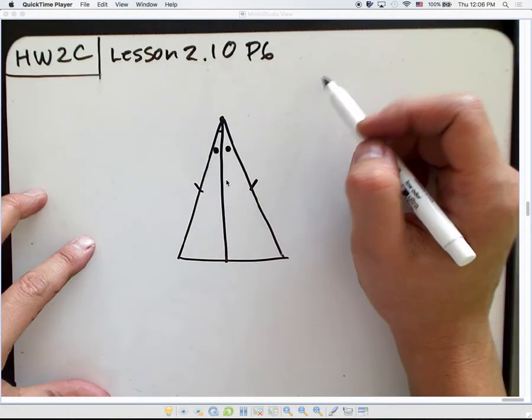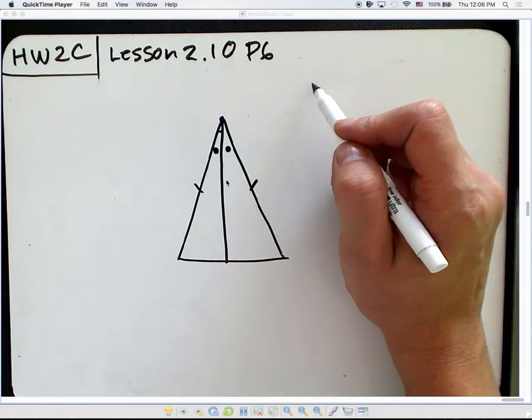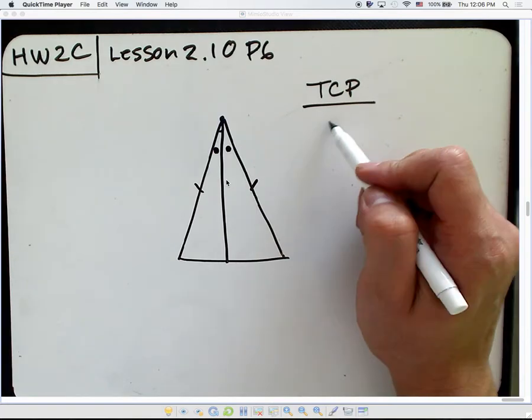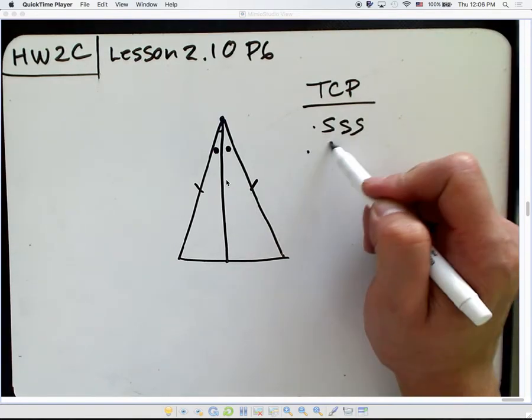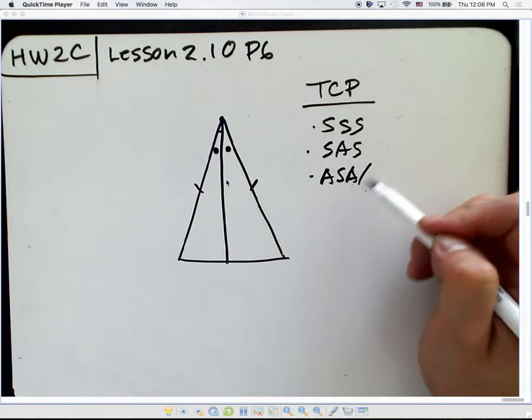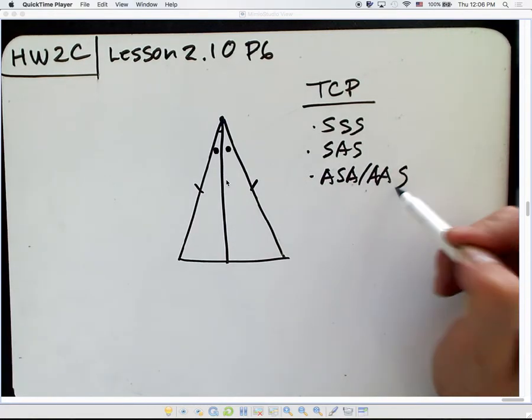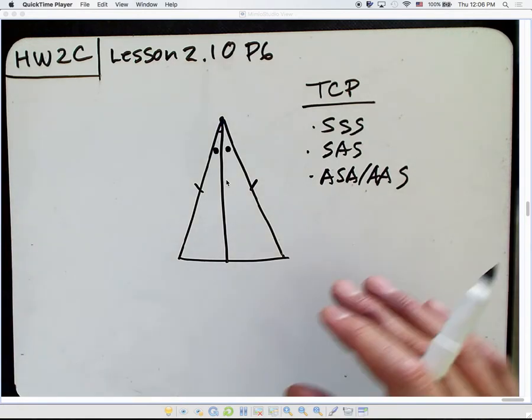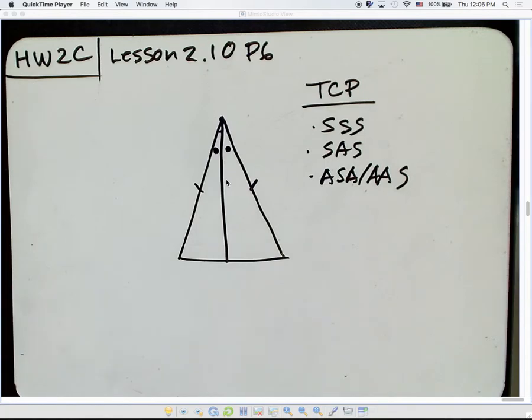So in order to prove that two triangles are congruent, you always have to use a triangle congruence postulate, which could be SSS, SAS, or ASA/AAS. So use one of them to show that these two triangles are congruent.